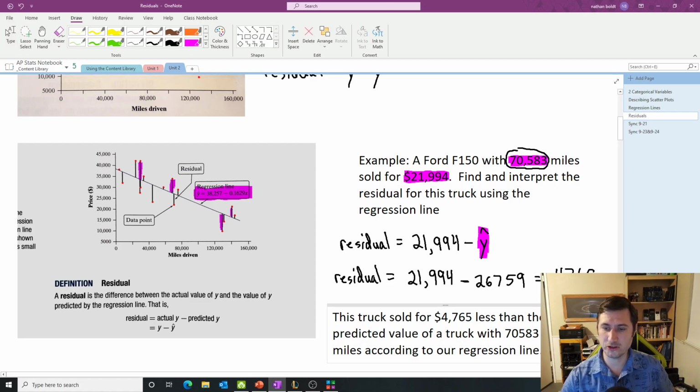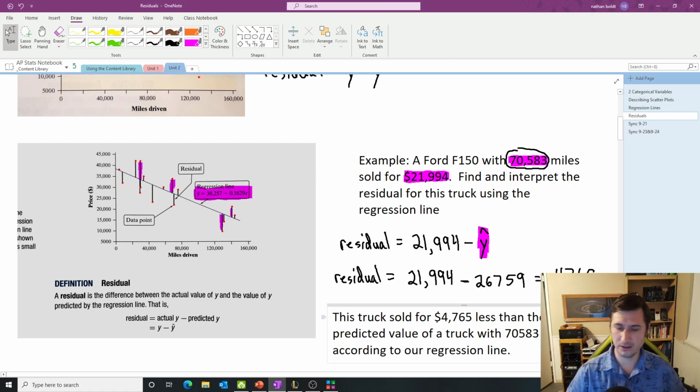That's the general idea of our residual. How far away from the regression line are you? I didn't mention that before, but a negative does mean that our data point was underneath the graph. All of these residuals down here are negatives, and all the ones on top are positives.